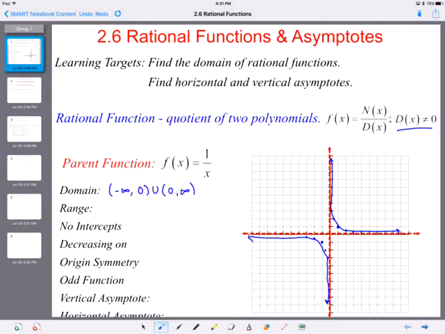And so our range value, range is your y values. All y values are covered, and you can kind of see that as you go along the function, but it doesn't cross the x-axis, so y will never be 0. So the range is all real numbers also, excluding 0. We have no intercepts. It doesn't cross the x-axis or the y-axis of the parent function.